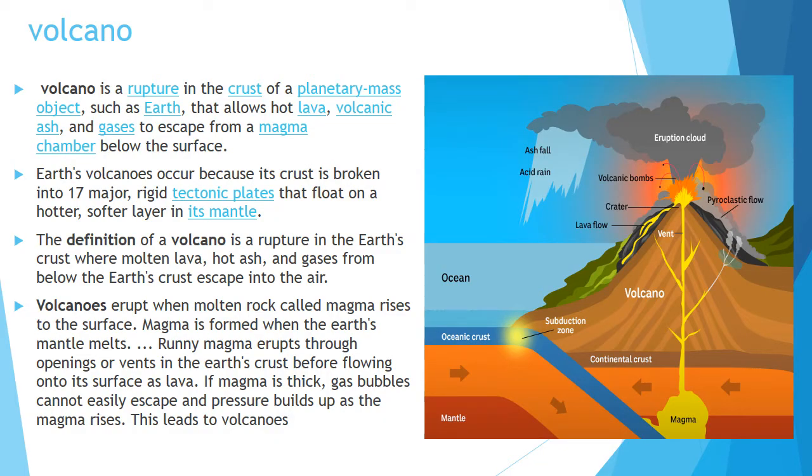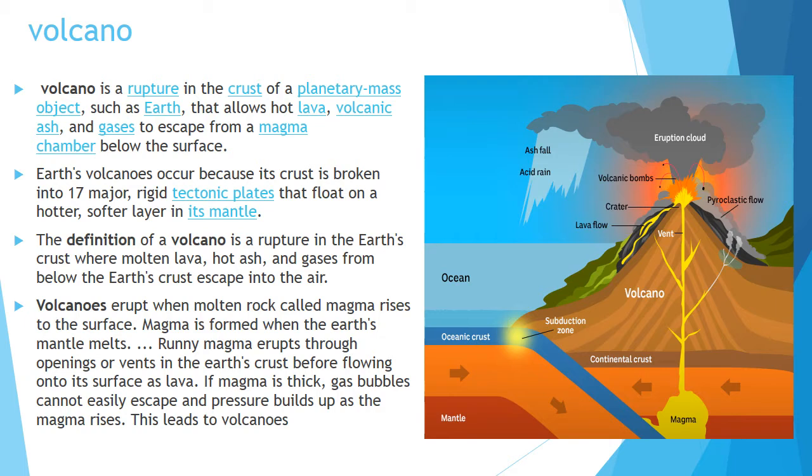Volcano. A volcano is a rupture in the crust of a planetary mass object such as Earth that allows hot lava, volcanic ash and gases to escape from the magma chamber below the surface. So during a volcanic eruption, all the hot material, that is hot lava, gases as well as volcanic ash, escape from the magma chamber which is below the Earth's surface, near the mantle.